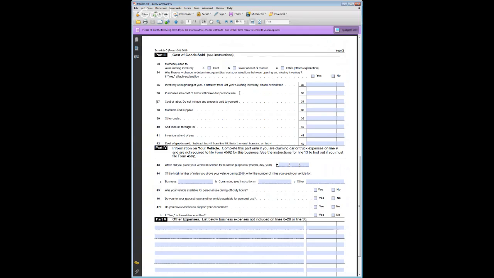Okay. So then you have your cost of labor. And that's, again, do not include any amounts that you paid to yourself and or took as an owner's draw. Then we have other materials and supplies, things that we buy and use that doesn't go into inventory. So that would be all of those little miscellaneous parts and pieces, the googly eyes and stuff like that.